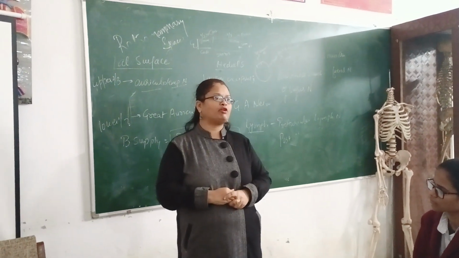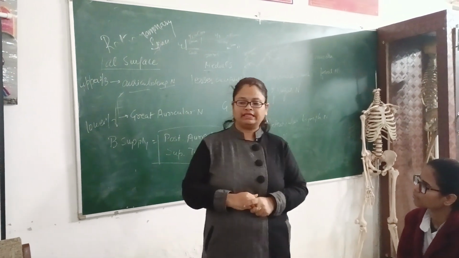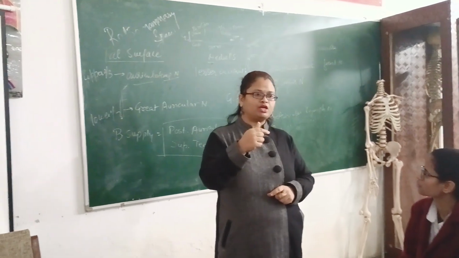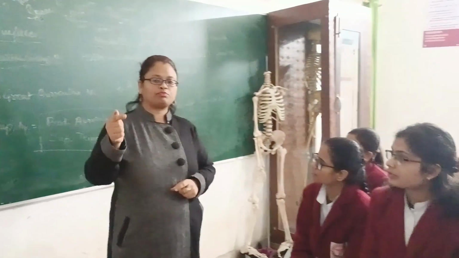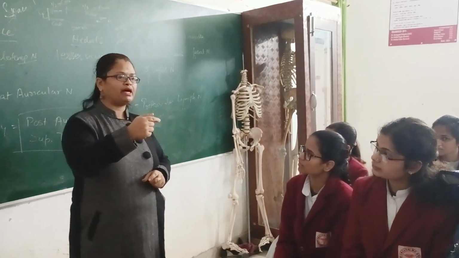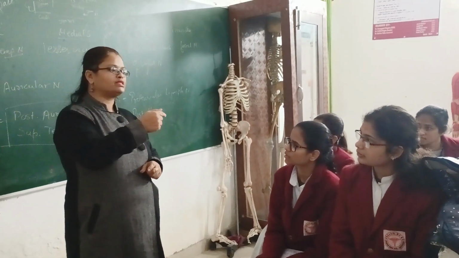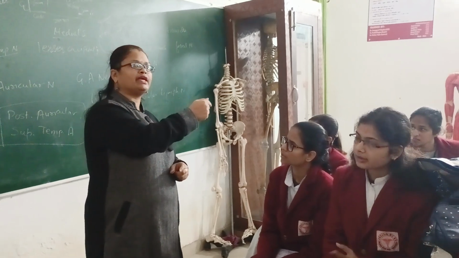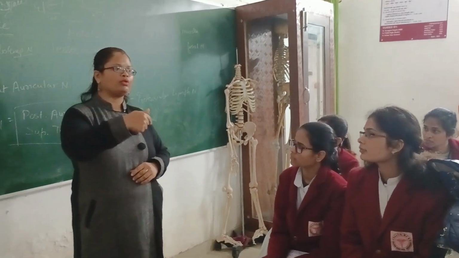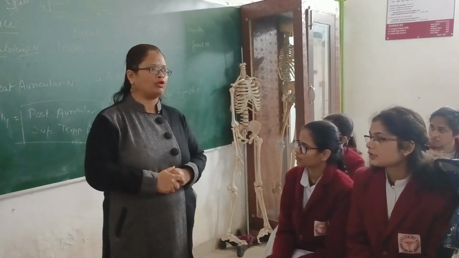Now what is the shape of this external auditory meatus? The canal is S-shaped. So how is it S-shaped? The first part, the outer part, is directed medially and outwards. Then the middle part is medially and backwards, and the inner part is medially and forwards. Medially forward, medially backward, and then again medially forwards.